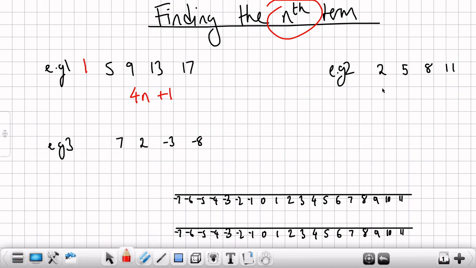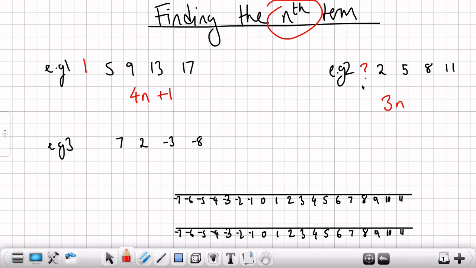Right, let's try another one. This one here. These are going up in steps of 3s. So look, 2 add 3 is 5, 5 add 3 is 8, 8 add 3 is 11. So we write 3n. Now we need to know what comes before the 2. Obviously you do 2 take away 3 to find out what this is.